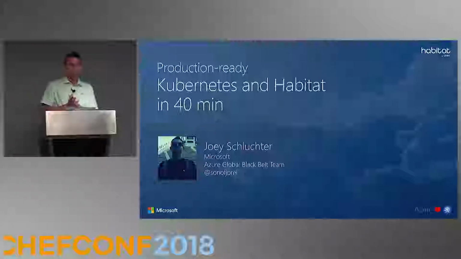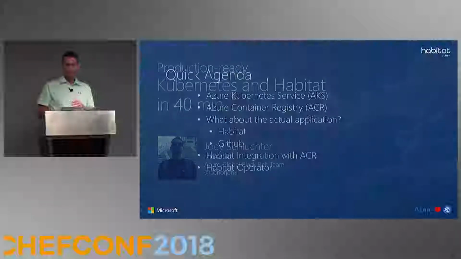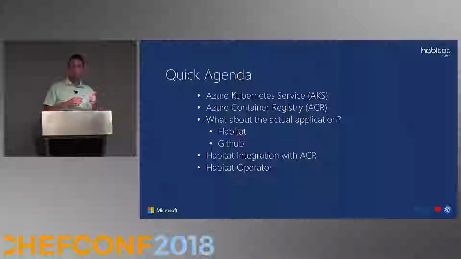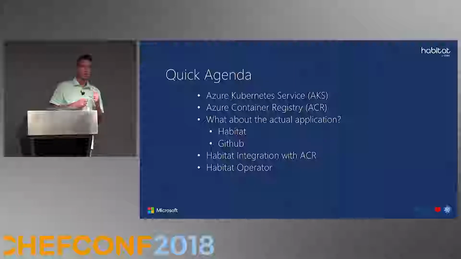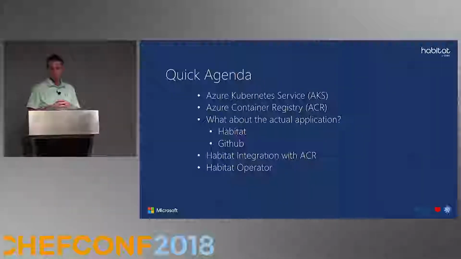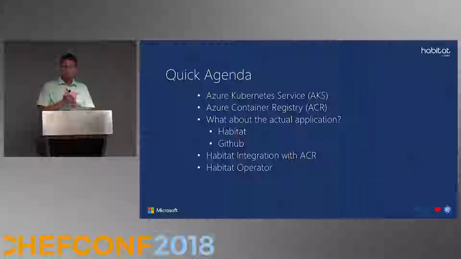Okay, so this is production-ready Kubernetes and Habitat in 40 minutes. I'll just run down the agenda real quick. We're going to talk about and create AKS, Azure Container Service. Then talk a little bit about ACR, Azure Container Registry. Then obviously we need an app to go forth and deploy, which will use Habitat and GitHub. Then we'll work the Habitat integration with ACR and then the actual Habitat operator.